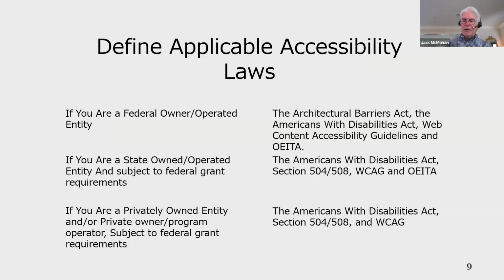comply with. So Architectural Barriers Act, the Americans with Disabilities Act, Section 504, 508 of the Rehab Act, and Oklahoma Electronic Information and Technology Act, and Web Content Accessibility Guidelines. So you have a distinctly, in what I might say, onerous number of laws that you're required to comply with. If you are a state, you have certainly different other elements, other laws that you're going to comply with. And then if you're a private owner or facility, you're only required to comply with Americans with Disabilities Act.